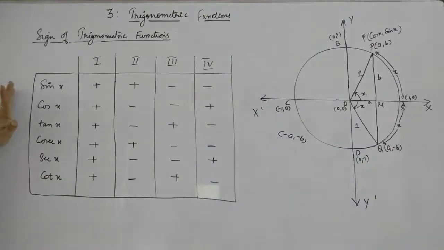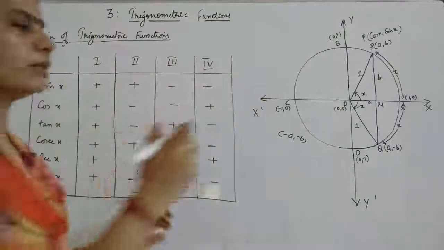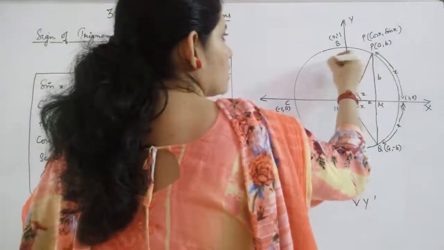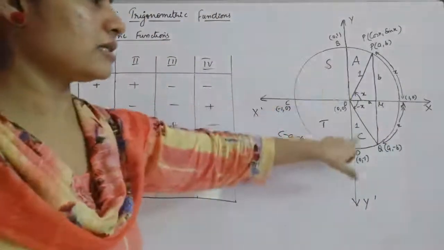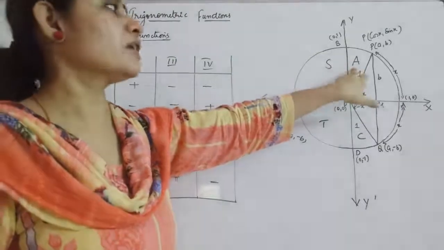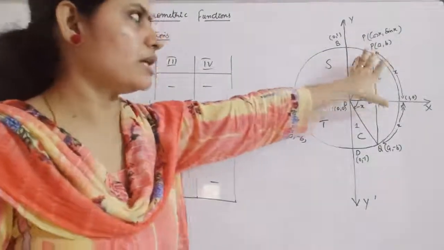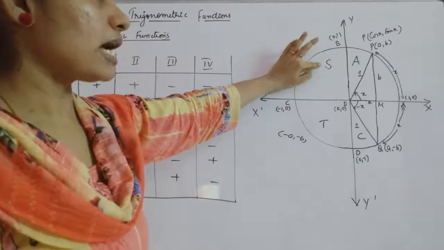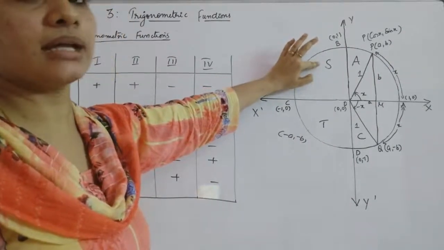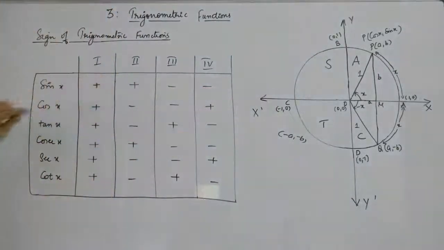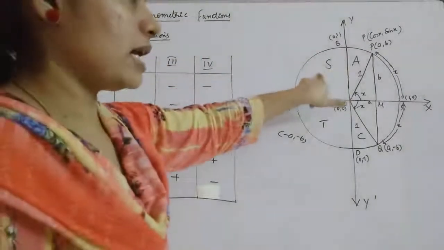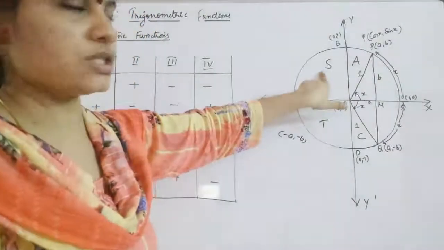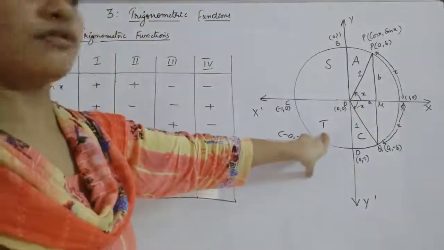Okay, understood the signs? So again, in order to understand better, I will tell you one thing. You just remember: all silver tea cups, A, S, T, C. All means all the trigonometric functions have positive sign in the first quadrant. For the second quadrant, you have your sine value, and if you have sine value, then cosec value will also be positive in the second quadrant. You just check. Okay. So that is S for sine. Now T is for the tan function.